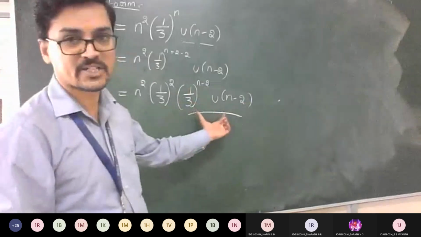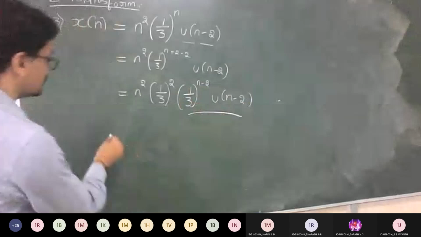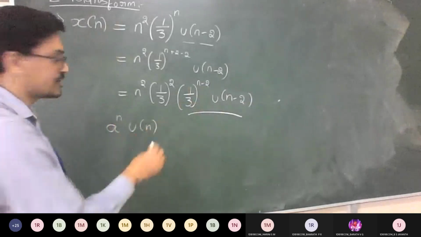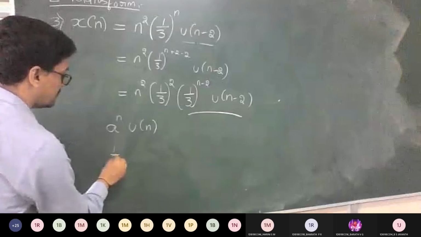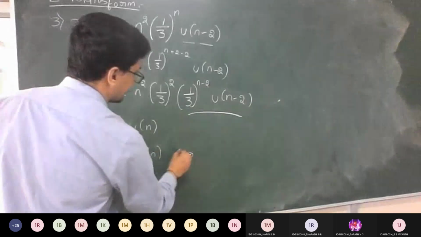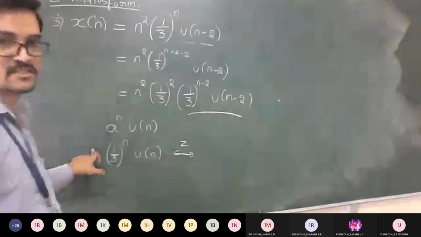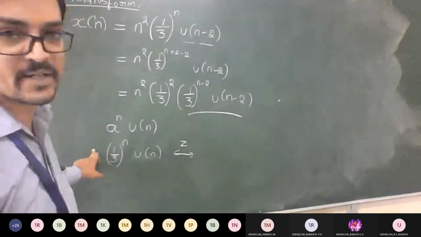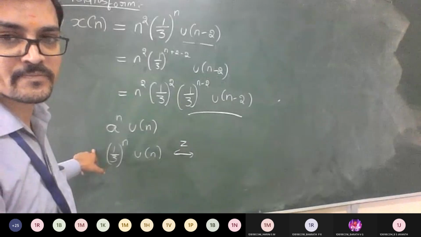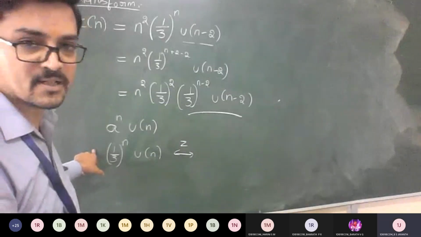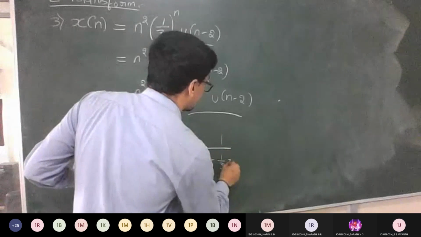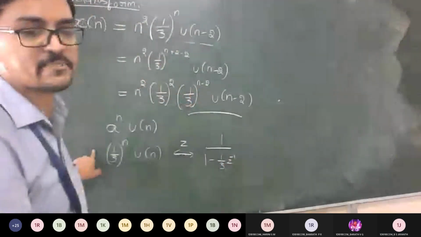Can you take this as a function? Before that, we need to know the generalized form a power n into u of n. So according to that, it's 1 by 3 to the power of n u of n. So we will write a generalized formula for this first. Then we will replace n with n minus 2. What is the answer for this? 1 by 1 minus 1 by 3 z inverse. So this is a formula you can expect.